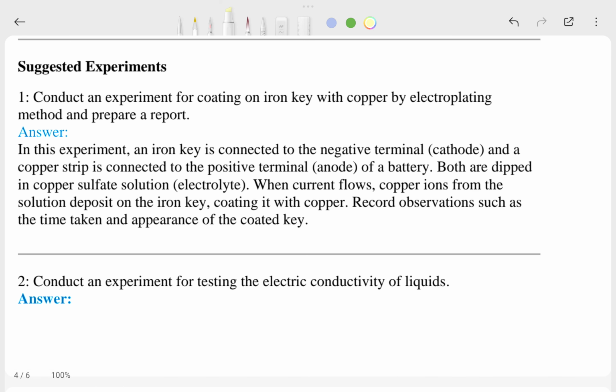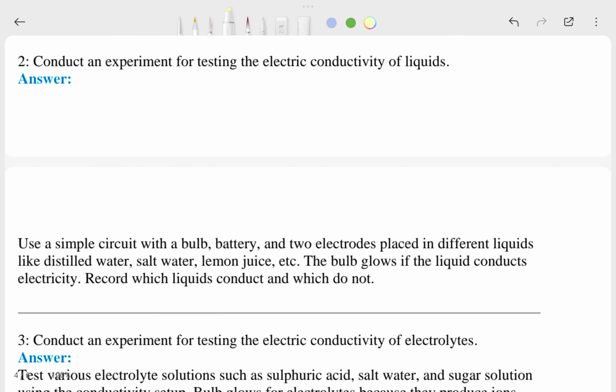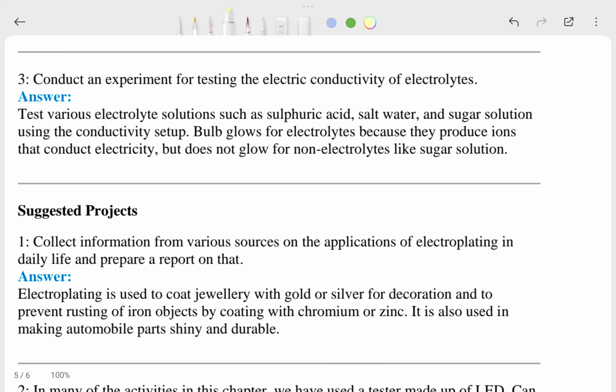You can see the first question. Okay, so if it's clear, second question you can see. Conduct an experiment for testing the electrical conductivity in liquids. And this is the third question. Conduct an experiment for testing the electrical conductivity of electrolytes.